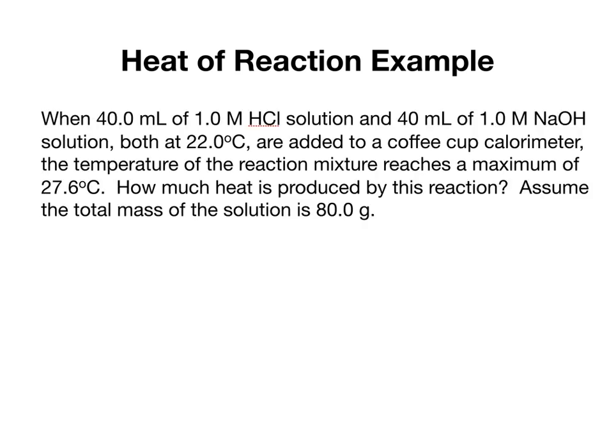So let's look at a typical type of problem here. When 40 milliliters of 1.0 molar HCl solution and 40 milliliters of 1.0 molar sodium hydroxide solution, both at 22 degrees Celsius, are added to a coffee cup calorimeter, the temperature of the reaction mixture reaches a maximum of 27.6 degrees Celsius. How much heat is produced by this reaction? Assume the total mass of the solution is 80.0 grams.